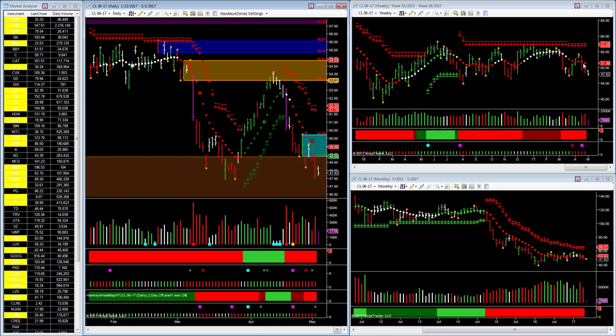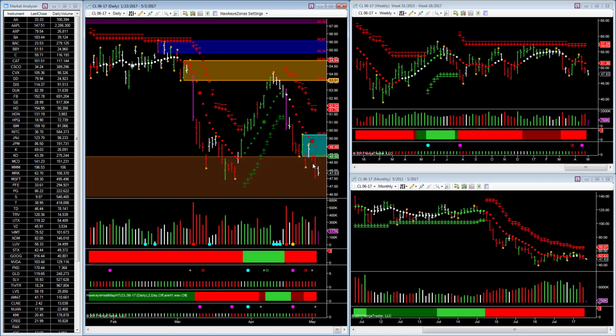Weekly, same thing. We're in a downtrend on the weekly and the monthly, so we're back in line with resuming the existing trend downward in crude oil.